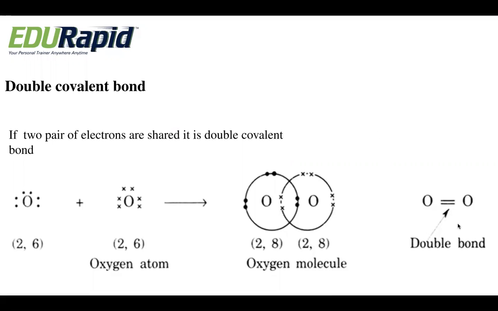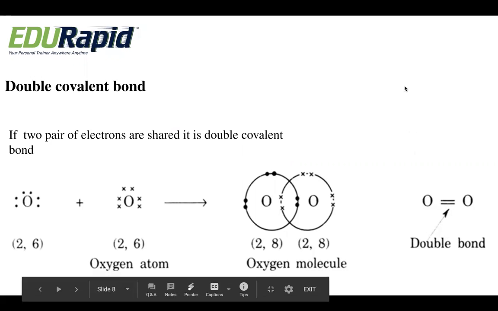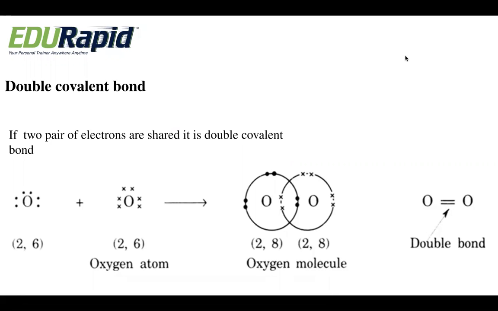When O and O bind each other, it results in the formation of an oxygen molecule by the formation of a double covalent bond. Why? Because there is a sharing of 2 pairs of electrons. Since there is a sharing of 2 pairs of electrons, it results in the formation of a double covalent bond.